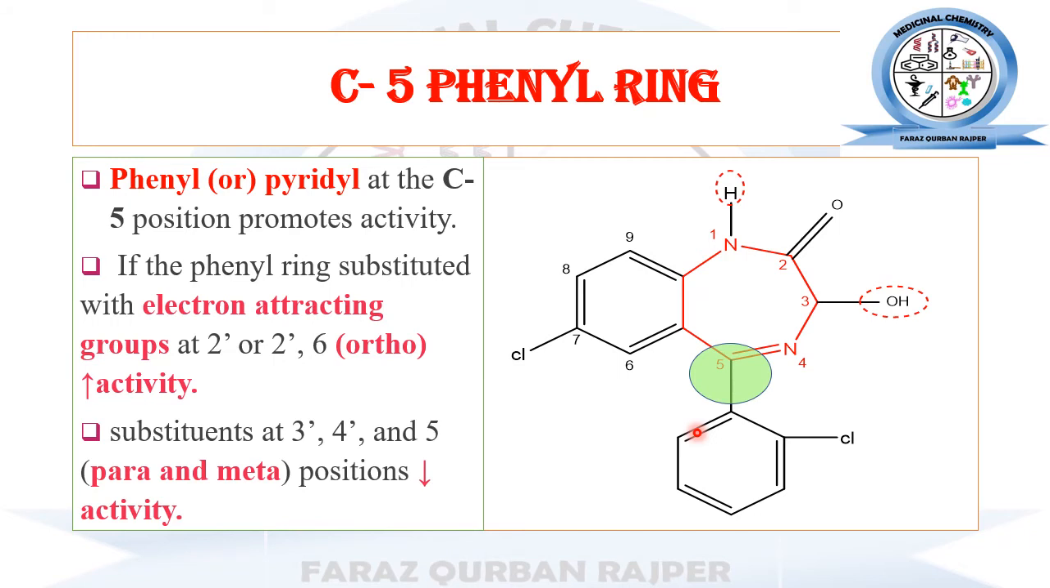But if this phenyl ring is substituted at the meta position or para position, this will cause a reduction in the biological activity of benzodiazepine. Like in this chemical structure, the benzodiazepine is substituted at the second position of the phenyl ring with chlorine, that is the electronegative or electron attracting group.